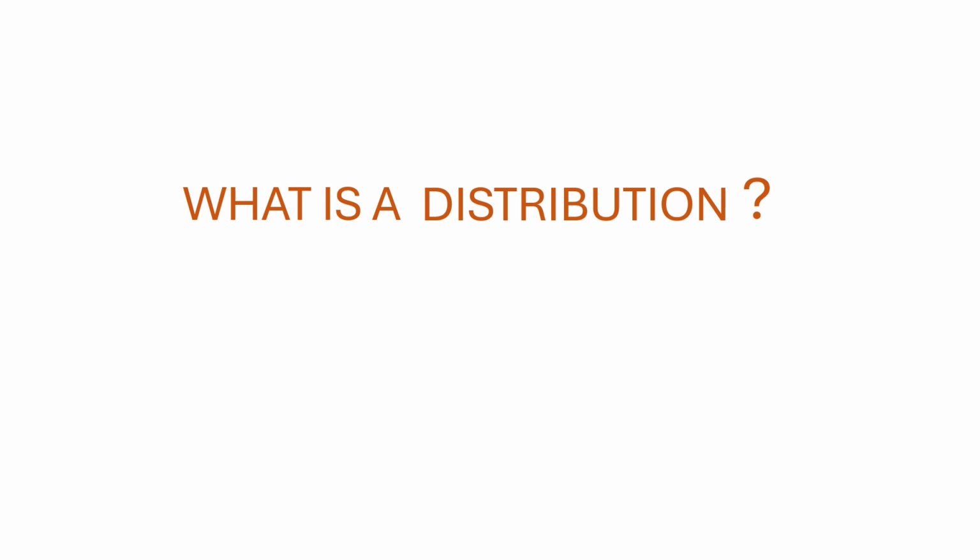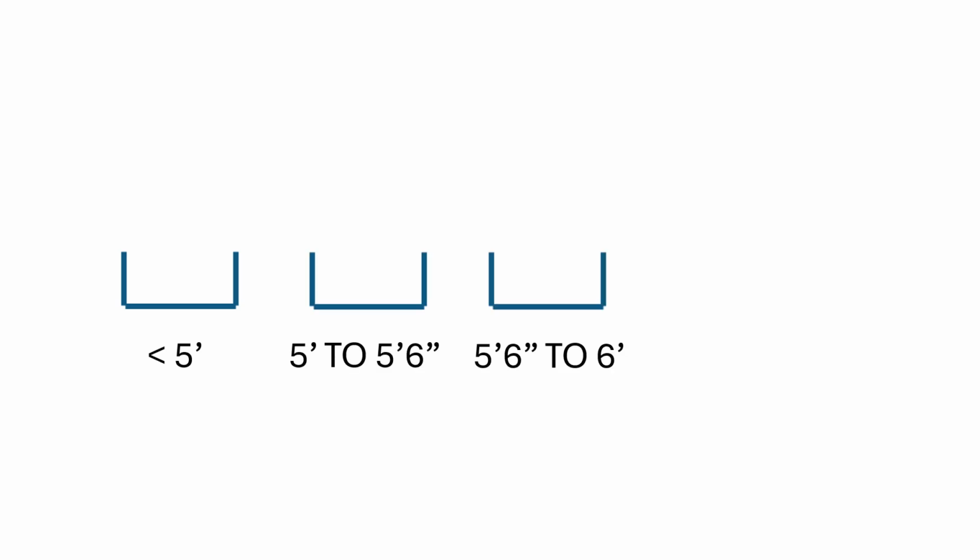Let us consider that we have a few people and our task is to measure their heights and put them into certain bins as per their heights. So we can see that we have these bins. The leftmost bin is for the people who have height less than 5 feet. The rightmost bin is for the people who have height more than 6 feet. And these two bins are for the people who have their height between 5 feet to 5 feet 6 inches and between 5 feet 6 inches to 6 feet respectively.